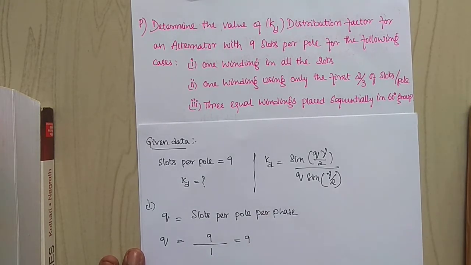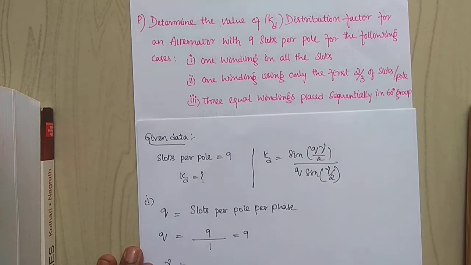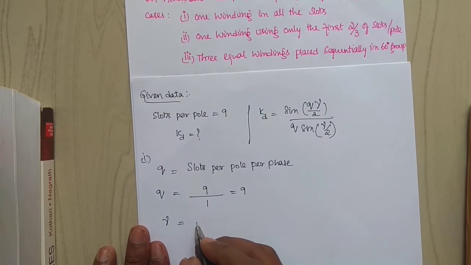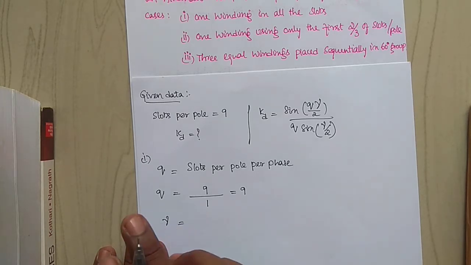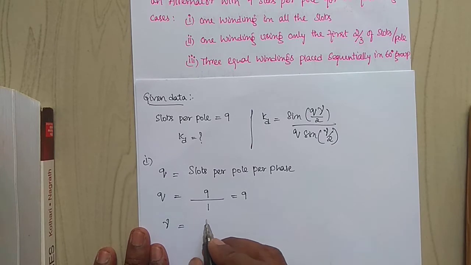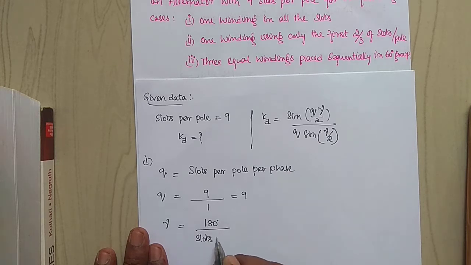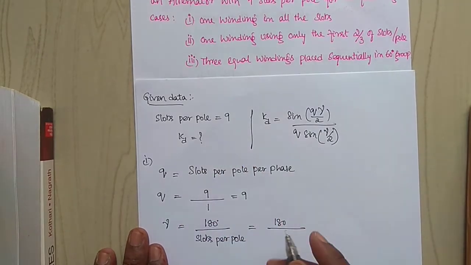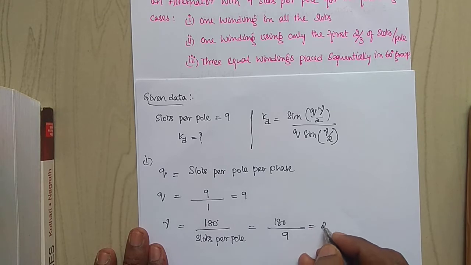So what is your gamma value? What is the meaning of gamma? Gamma means slot angular pitch, that is the angle between one slot and the next slot. The formula is 180 by slots per pole. Slots per pole value is 9. So 180 by 9, you get 20 degrees.